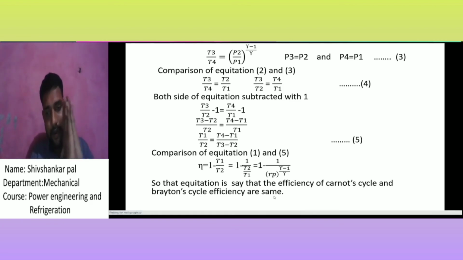Both the Carnot cycle efficiency and the Brayton cycle efficiency are the same, but that is not possible in practice. You know, I discussed that the Carnot cycle is a hypothetical cycle. It is only numerically that the efficiency of the Carnot cycle is the same as the Brayton cycle and also the same as the Otto cycle.